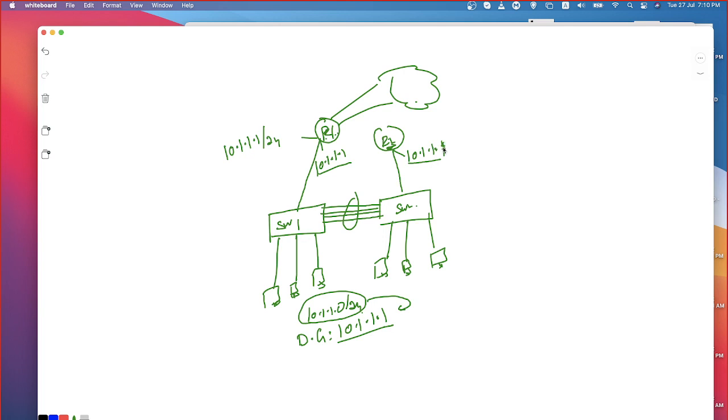So instead of 10.1.1.2 for router 1, I'm just going with 10.1.1.2. Now what happens on the entire devices which are part of this network? They are going to be configured with a single default gateway. You don't have the choice of configuring two default gateways on the PCs. That is not possible. You understand what I'm saying?